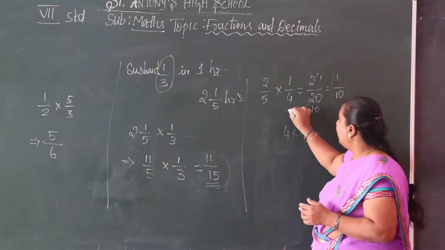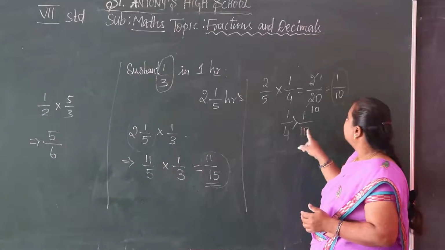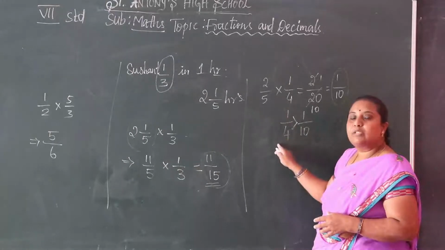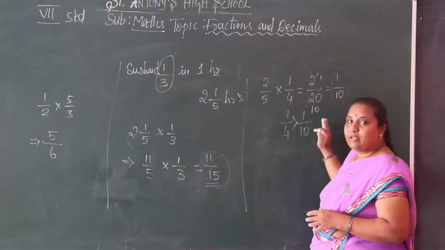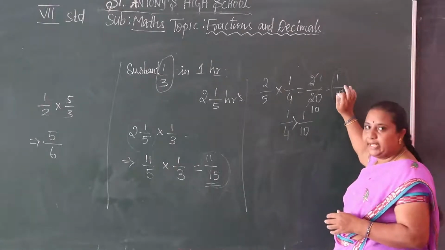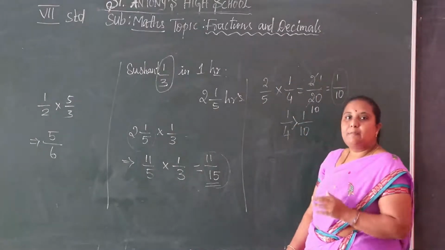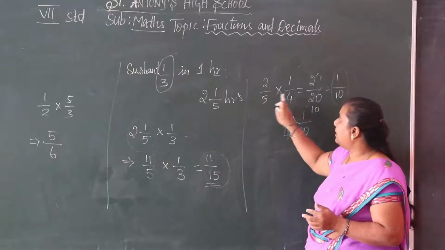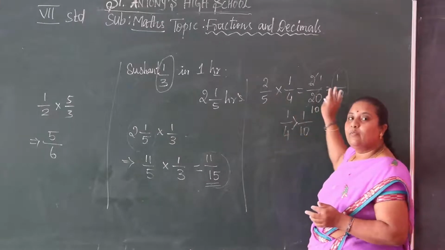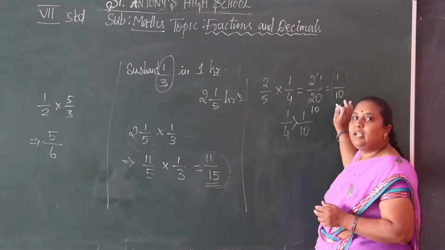See, 1 by 4 is greater than 1 by 10. So from this, we can say the value of the product, when multiplying both fractions, the product of these two fractions, is less than each of the fractions.